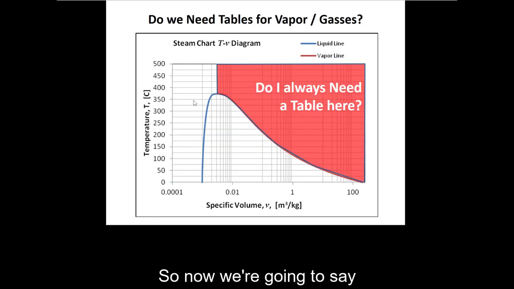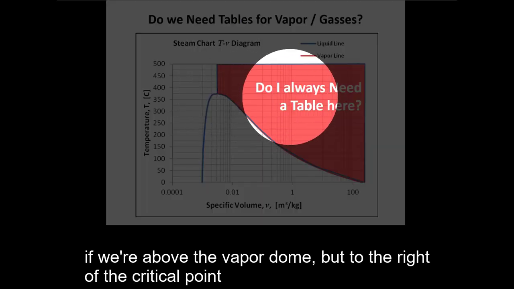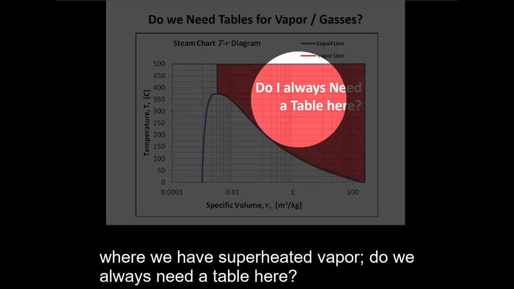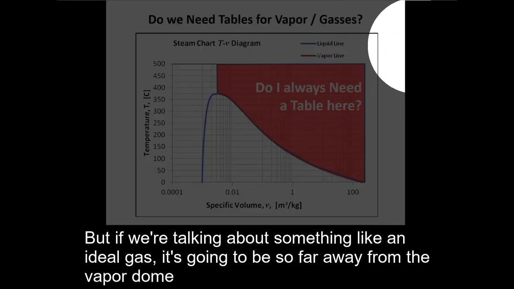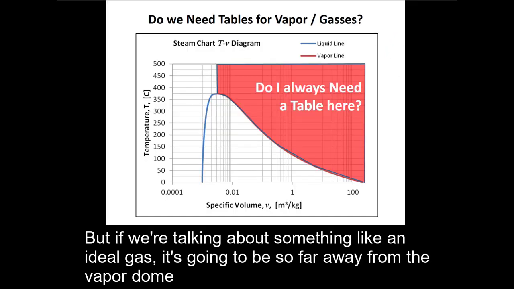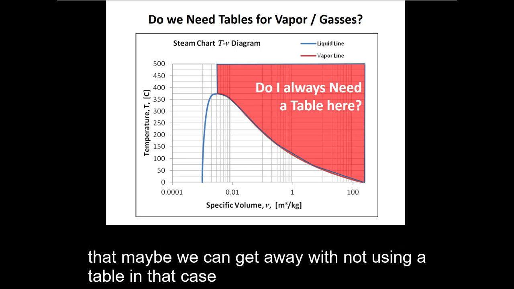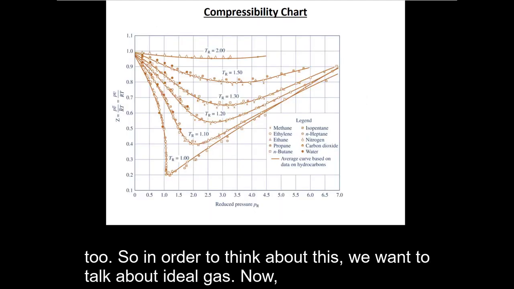So now we're going to say if we're above the vapor dome but to the right of the critical point, where we'd have superheated vapor, do we always need a table here? And the answer is usually yes. But if we're talking about something like an ideal gas, it's going to be so far away from the vapor dome that maybe we can get away with not using a table in that case too. So in order to think about this, we want to talk about ideal gases.